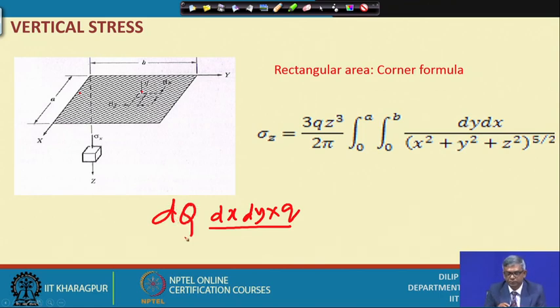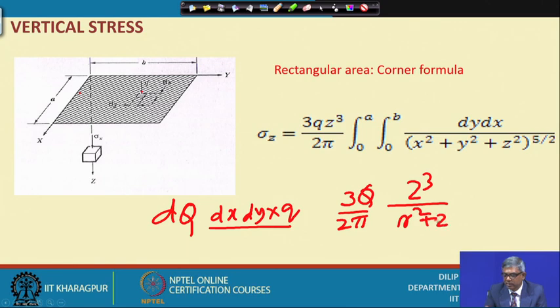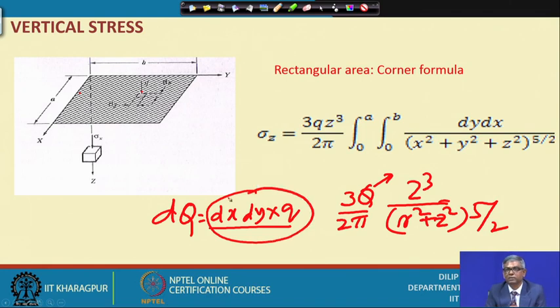Similarly, we can apply the point load formula, which was 3q by 2 pi, z cube divided by r square plus z square to the power 5 by 2. This is one form actually; if I simplify, it comes in another form. So, this is the form. In this, q is to be substituted by dq, since I am calculating for a small area. So dq is to be substituted by this. Okay.